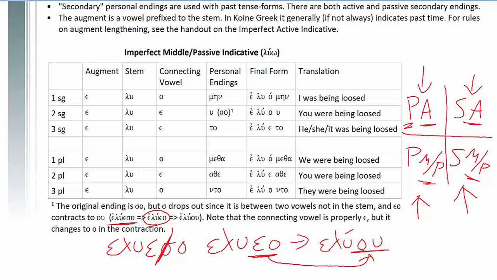So I was being loosed is simply the passive translation, and the being, rather than I put I was being loosed rather than I was loosed, because I'm trying to capture that imperfective aspect of being in the midst of the action. So if I say I was being loosed, I'm presenting it as if it's going on right before your eyes. I was being loosed and I was untying the knot, and the knot was being untied, and then I was being set free.